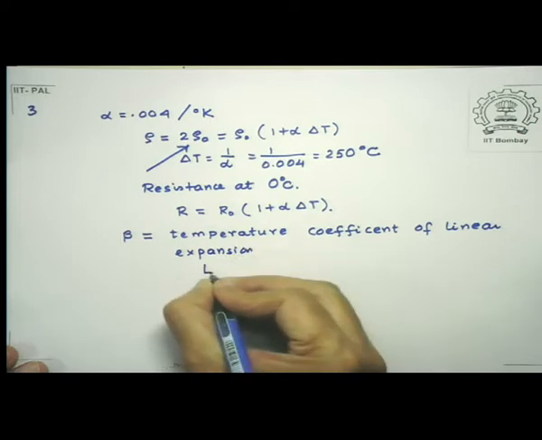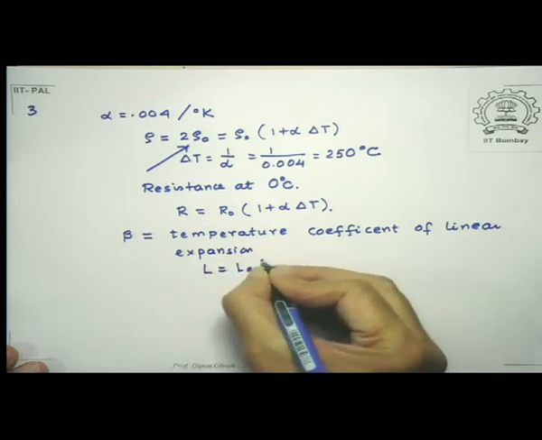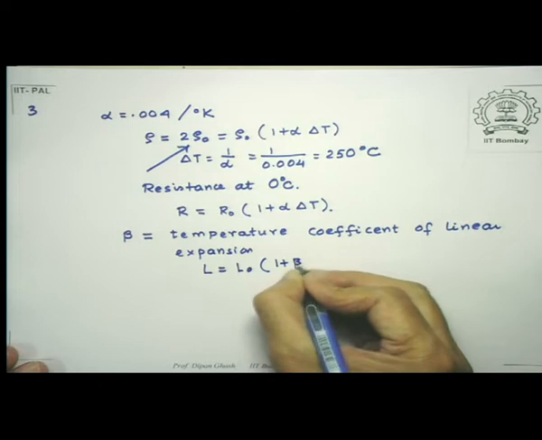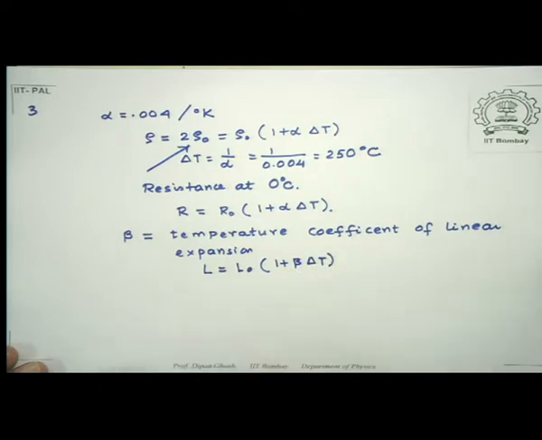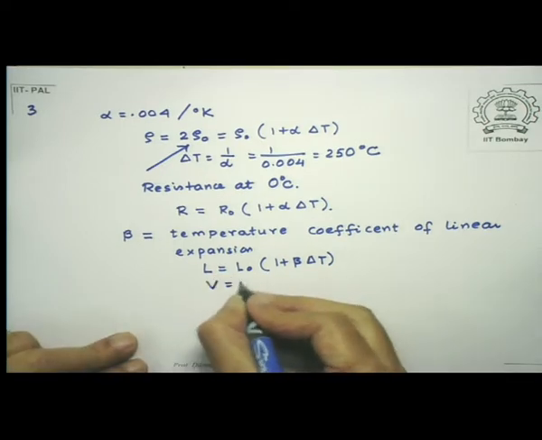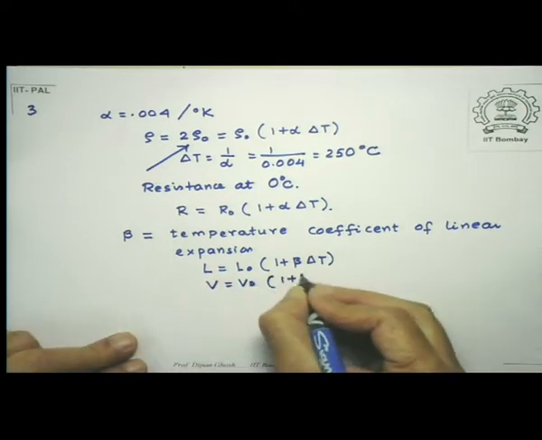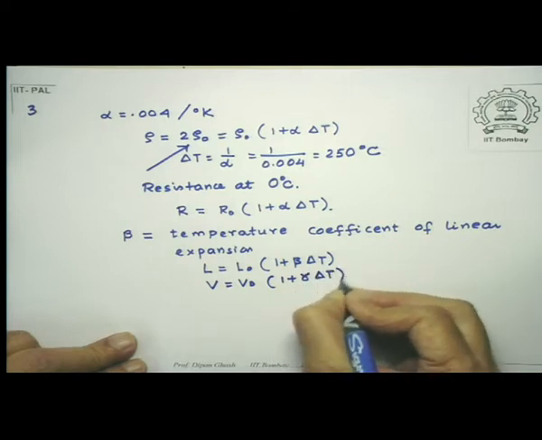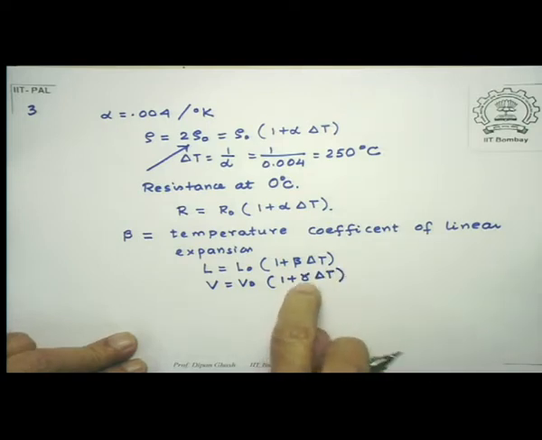That is, L is equal to L0 into 1 plus beta delta T. I know that the volume also increases, and the corresponding expression for the volume increase is V0 into 1 plus gamma times delta T, where gamma is the temperature coefficient of volume expansion.